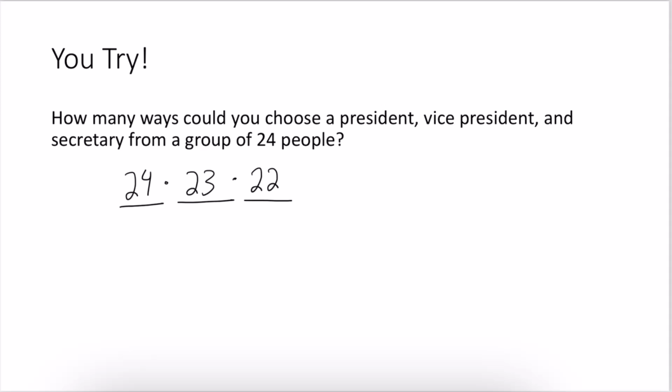And so the formula form of this would be 24 to the 3 falling. And we could calculate that out by multiplying 24 times 23 times 22. Or I could use the permutation button and do 24 nPr 3, which gives me 12,144 ways that I could choose a president, vice president, and secretary from a group of 24 people. So that's how you would do that problem.